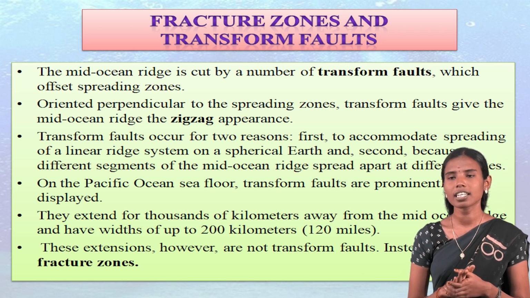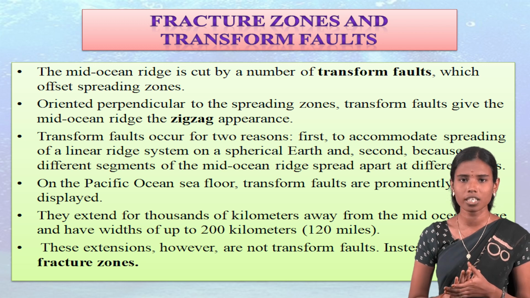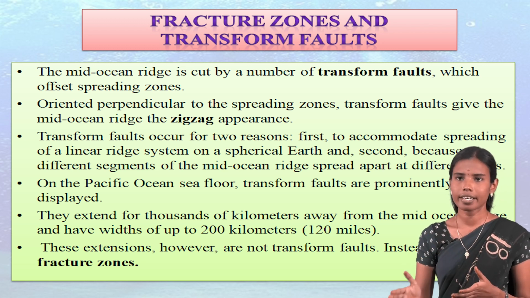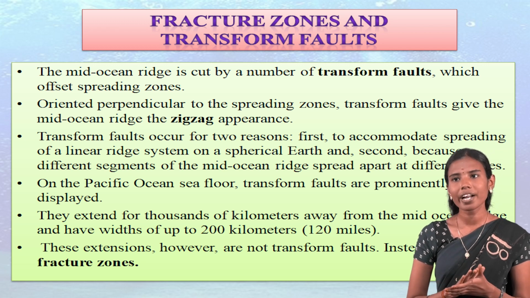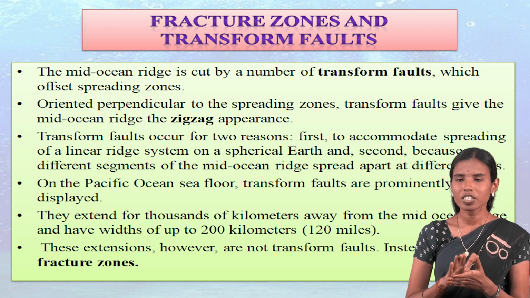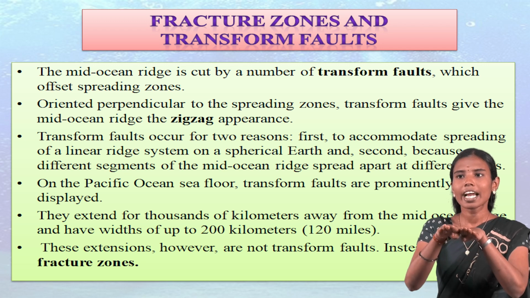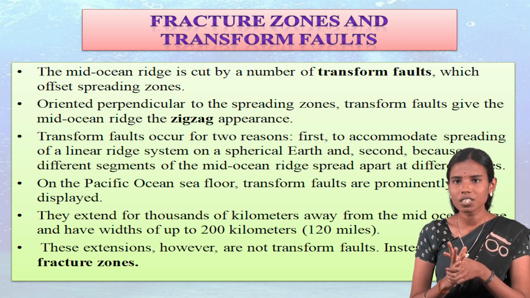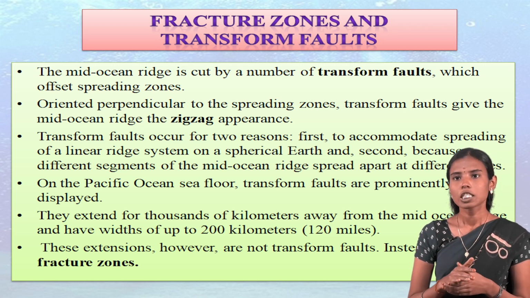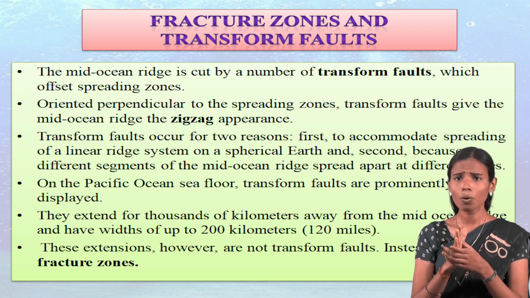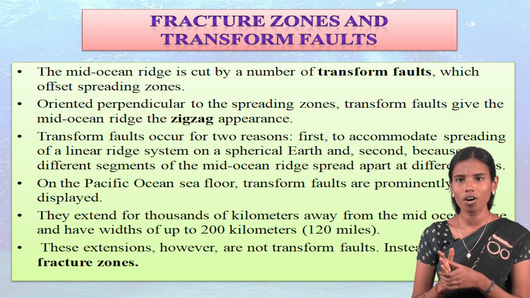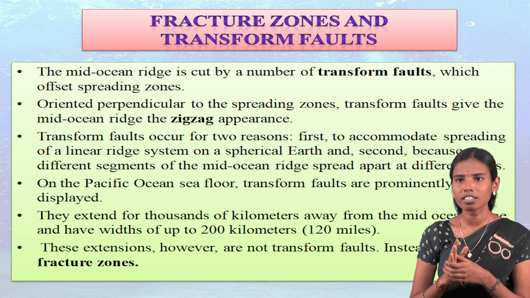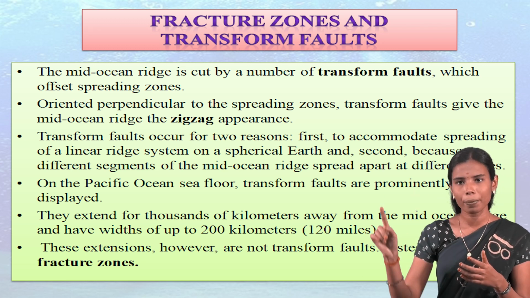Fracture zones and transform faults are always associated with the mid-oceanic ridges. The mid-oceanic ridges are cut by a number of transform faults, which means two plates slide past each other, which offset or cut the spreading zones. Oriented perpendicular to the spreading zone, transform faults give the mid-oceanic ridges a zigzag appearance.